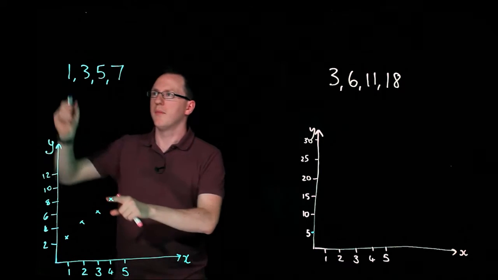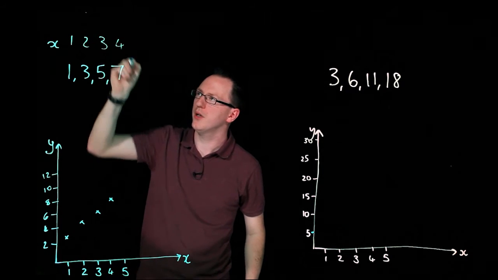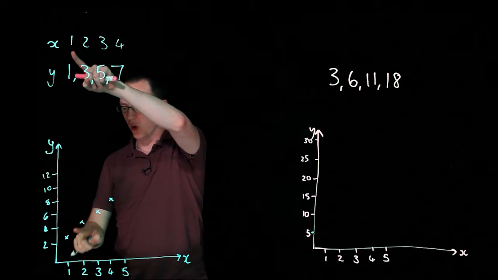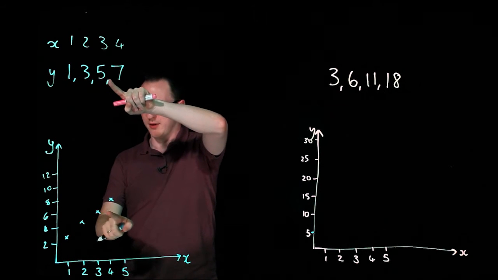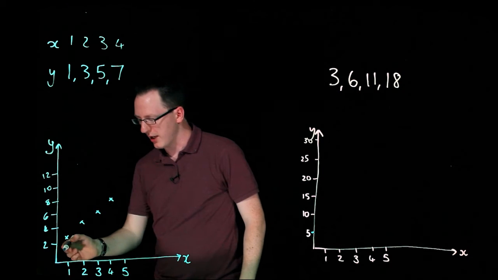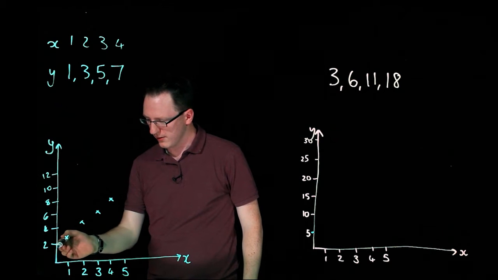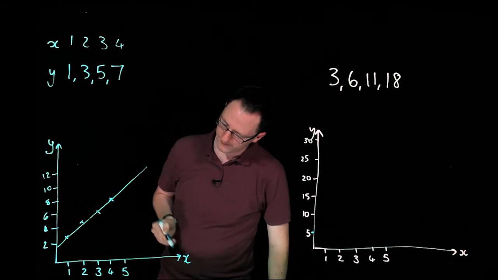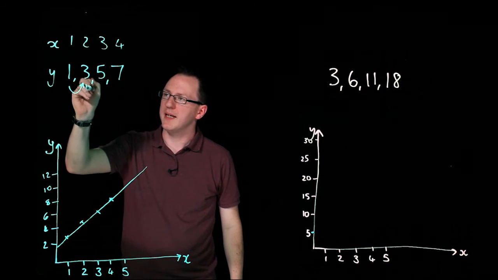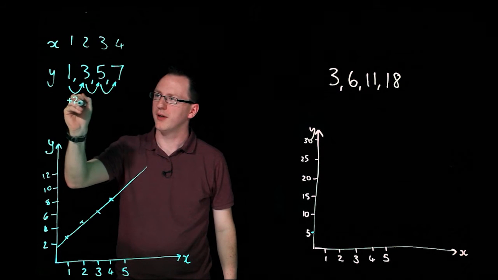I knew where to plot that because I've got my x values, 1, 2, 3 and 4, which are the numbers of the terms, and my y values are the height. So 1, 1; 2, 3; 3, 5; and 4, 7. And when I join those up, I end up with a straight line. It's a straight line because each term goes up by the same amount. Each term increases by 2.